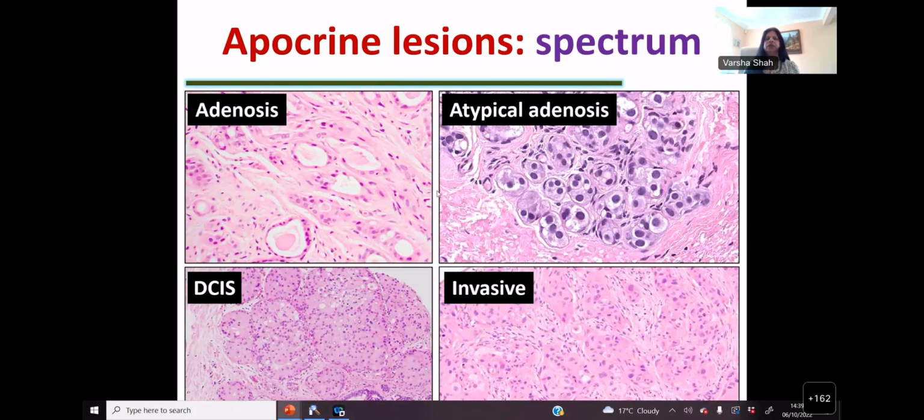Between simple adenosis and atypical adenosis, the nuclei become atypical. They are almost 3 times the size of a lymphocyte. Sometimes it is pretty difficult to differentiate atypical adenosis from apocrine DCIS. But in apocrine DCIS, we will get marked expansion of the lobules, as well as necrosis, and you will find some mitotic figures as well. So you are basically looking for necrosis and mitotic figures to make a diagnosis of apocrine DCIS.